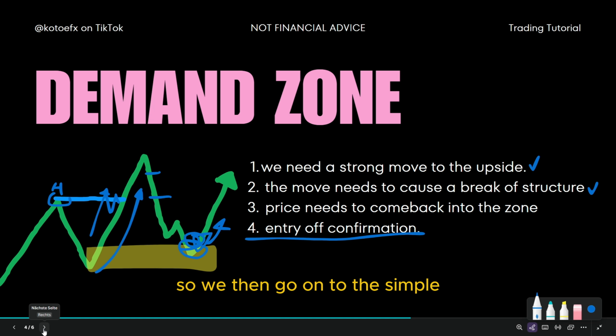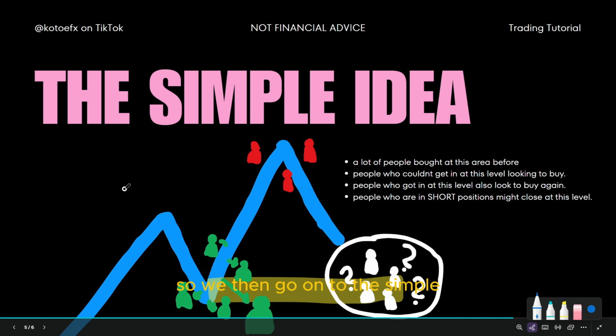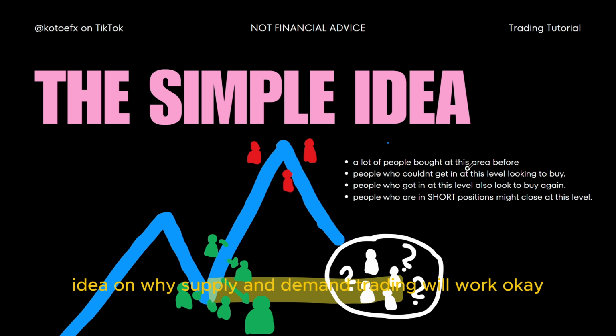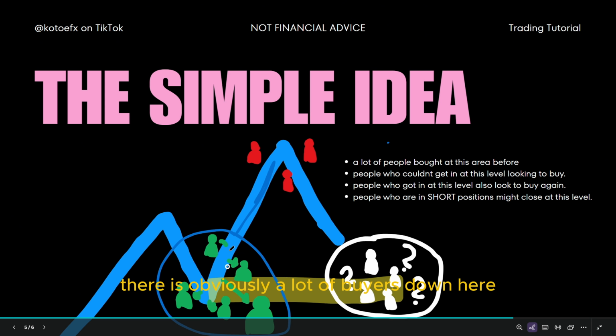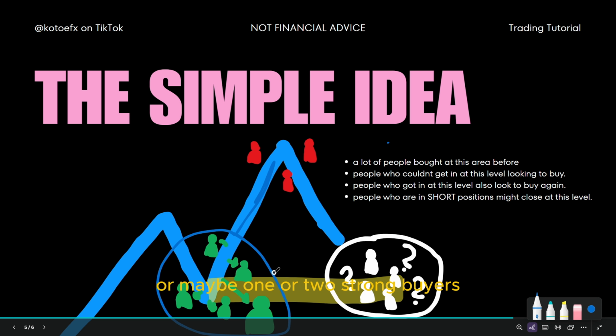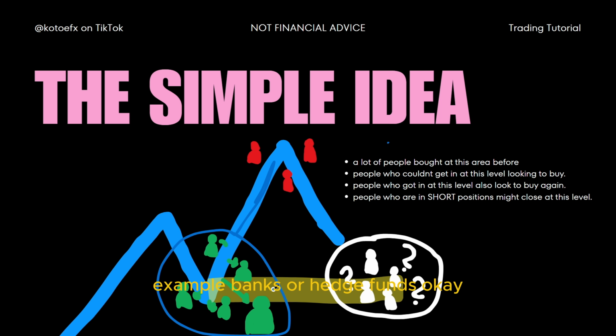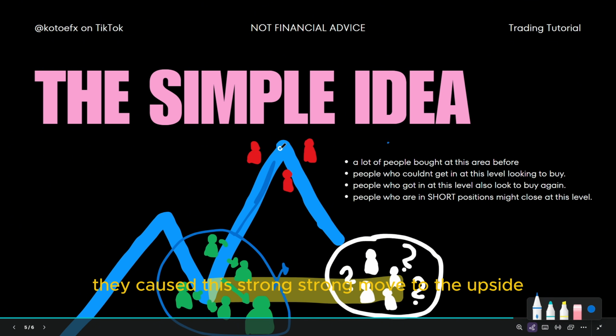So we then go on to the simple idea on why supply and demand trading will work, or basically the idea why it could work in your markets, okay? So it's basically an area where a lot of people have bought previously. As you can see, this strong move to the upside doesn't happen because someone decided to, right? There are obviously a lot of buyers down here which caused the strong move to the upside, or maybe one or two strong buyers. Example, banks or hedge funds, okay? They caused this strong move to the upside.